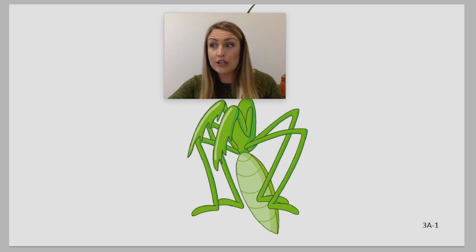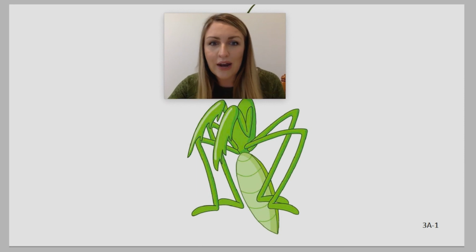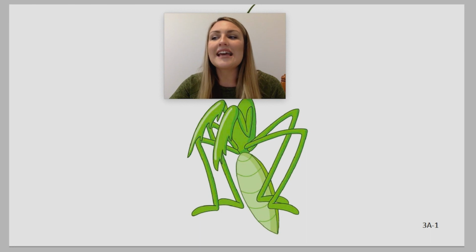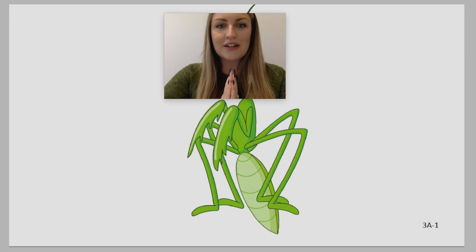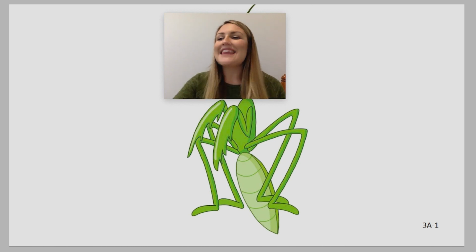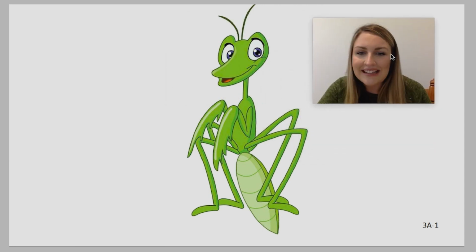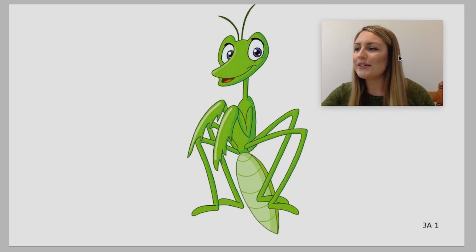The cockroach in the previous lesson gave us a hint about the insect that I'm hiding, who will become the narrator of today's lesson. The hint that the cockroach gave us is that the insect holds its front legs like this. Do you have a prediction? Who do you think that insect is? That's right. The narrator of today's read aloud is the praying mantis, boys and girls.